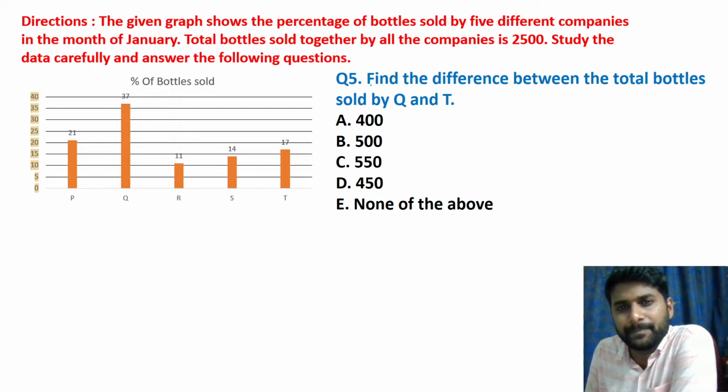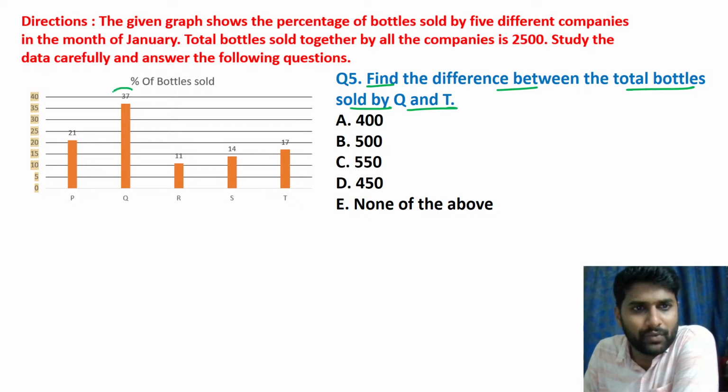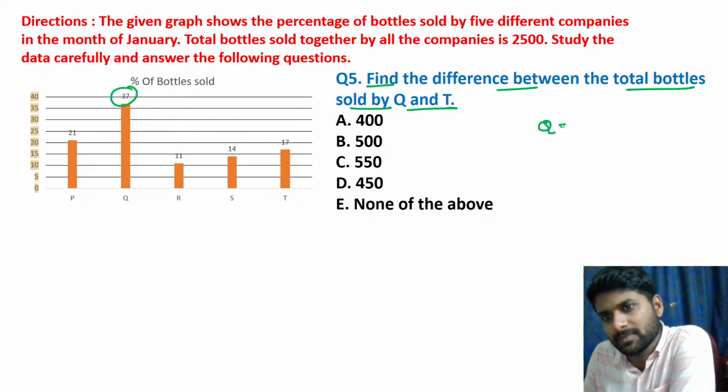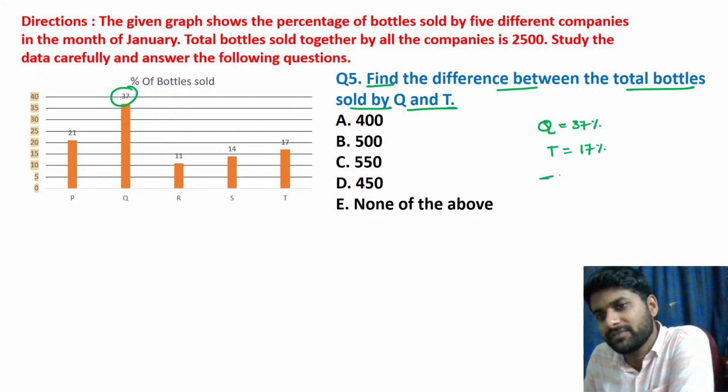Now see the next question. Find the difference between total bottles sold by Q and T. See, Q value is 37 percentage, and the T value is 17 percentage. You have to find the difference. See, the difference value is 20 percentage.